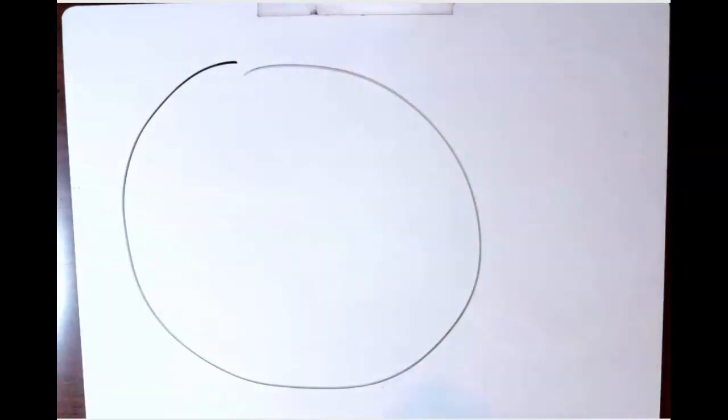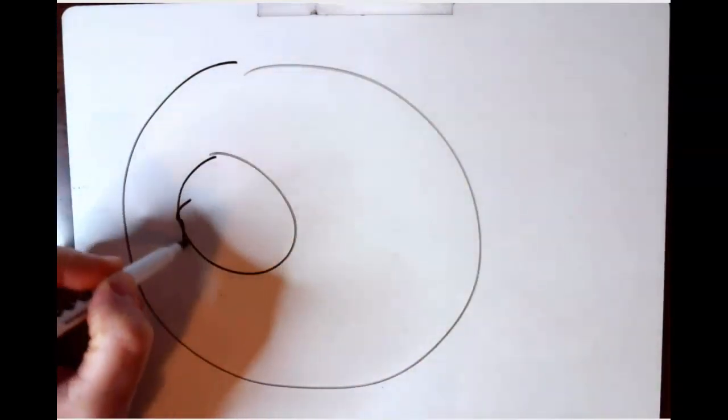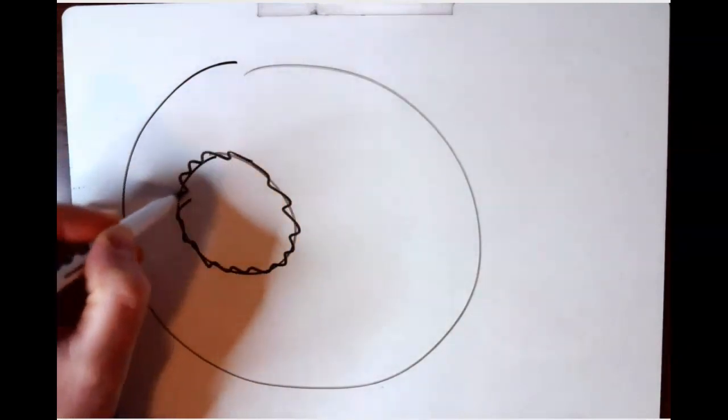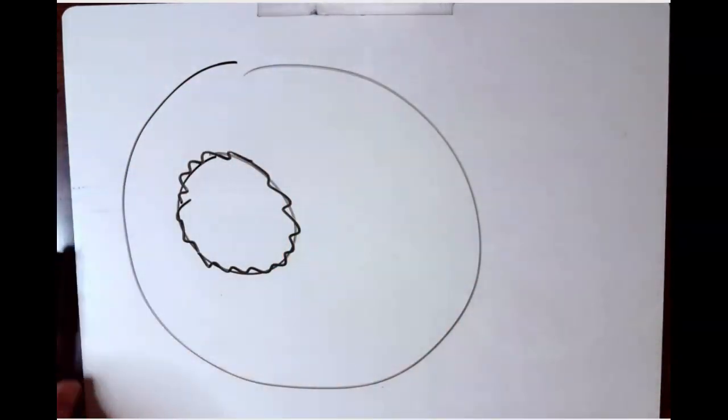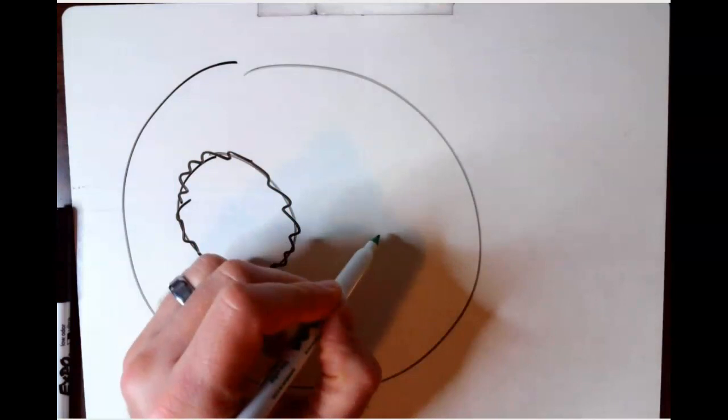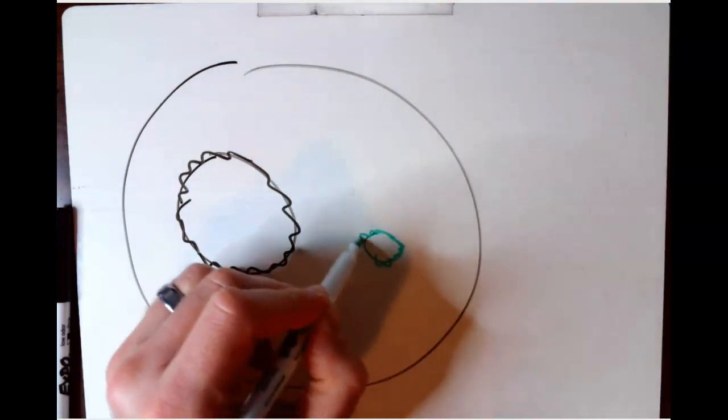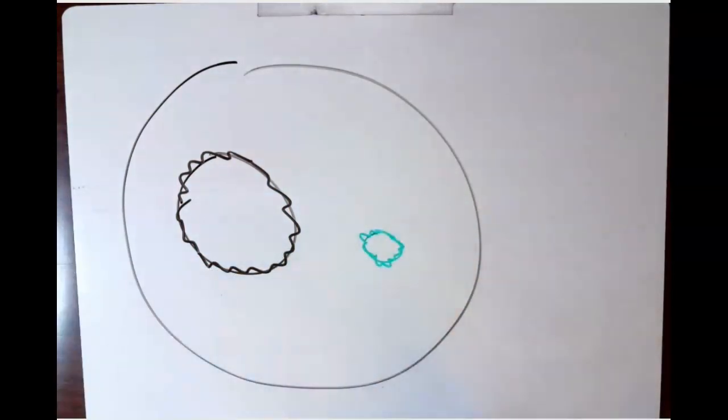I'm just going to put one big cell here. Here is the genome. That's the circular genome of the cell. And let's put our plasmid in. Let's put our plasmid in green here. There's the plasmid, much, much smaller.